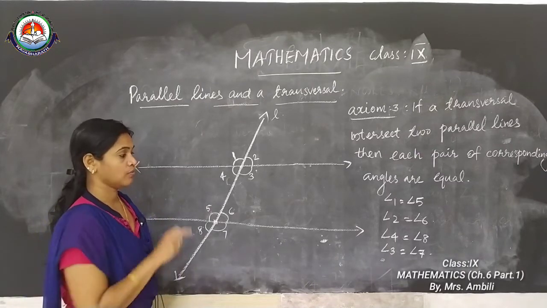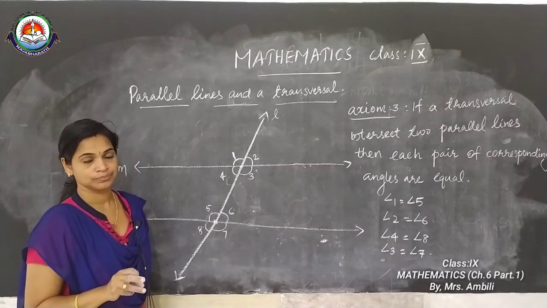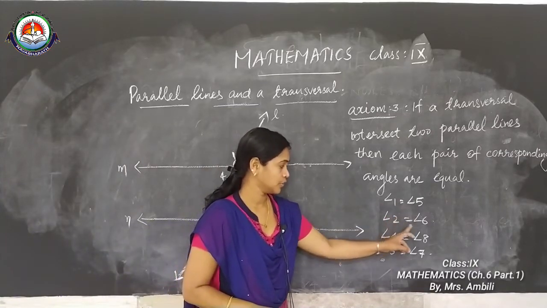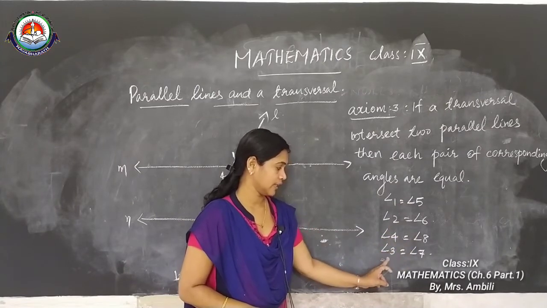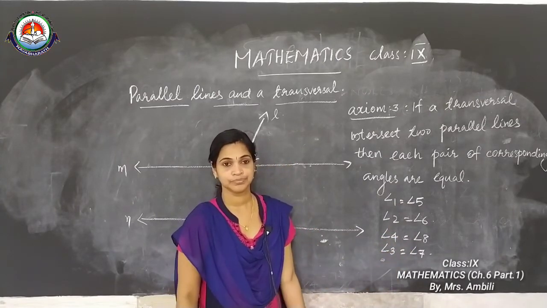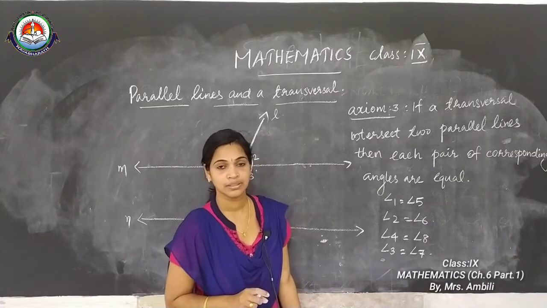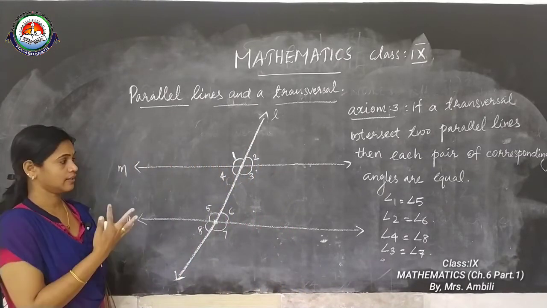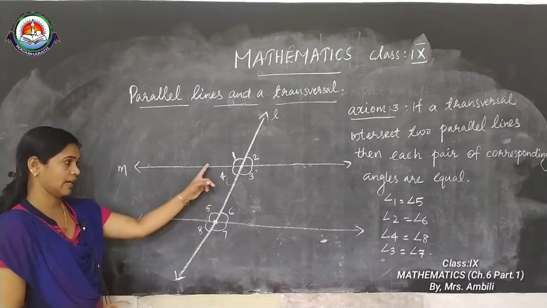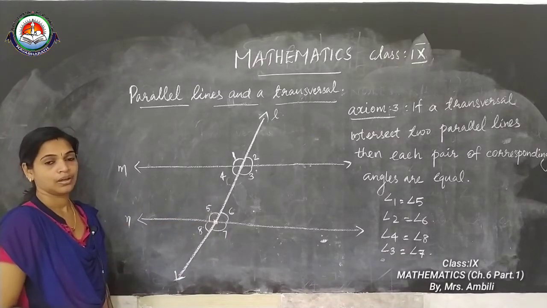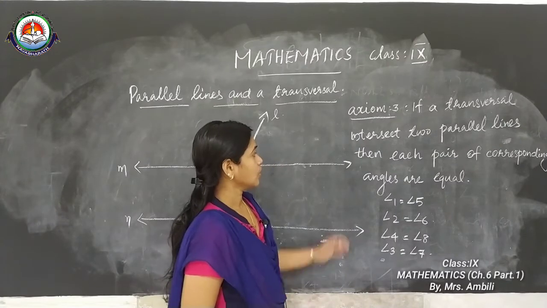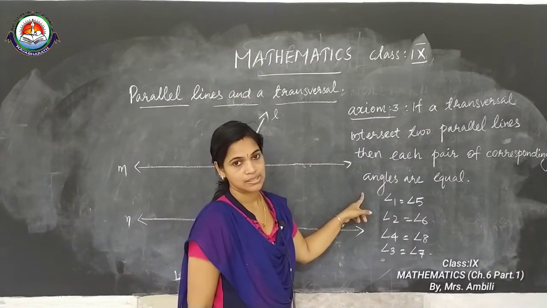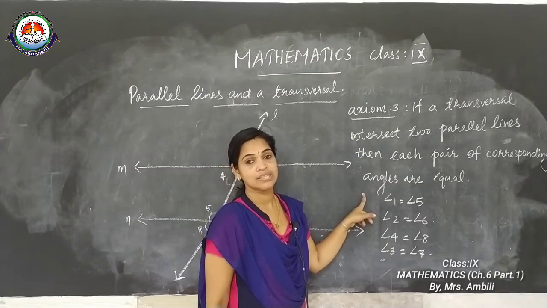So each pair of corresponding angles are equal. Okay. So angle 1 equal to angle 5, angle 2 equal to angle 6, angle 4 equal to angle 8, angle 3 equal to angle 7. Clear? So you can check it also. Draw two parallel lines and a transversal and measure the angles. Okay. So this axiom is known as the corresponding angles axiom.